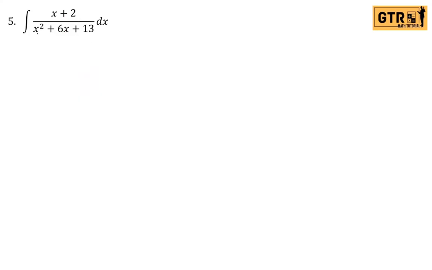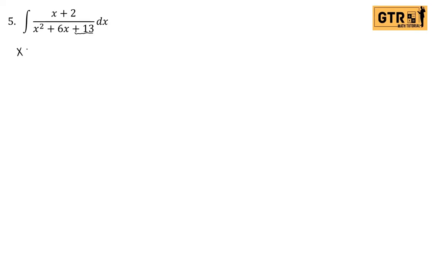Okay, first step is to try first if the denominator is not factorable. So our constant is 13. 13 is a prime number, so the factors of 13 are only 13 and 1. From 13 and 1, we cannot make a sum of positive 6. So therefore, this is not reducible, or not factorable. So therefore, we will use case number 3.